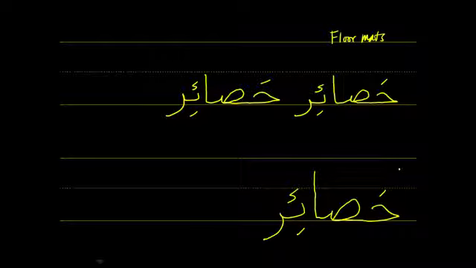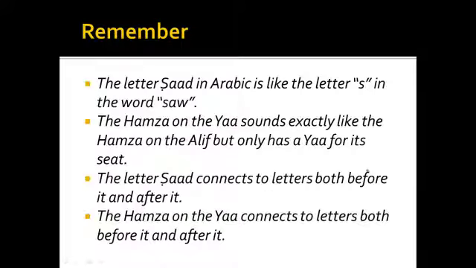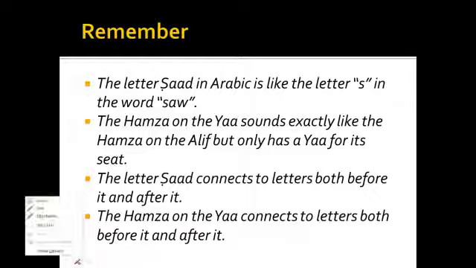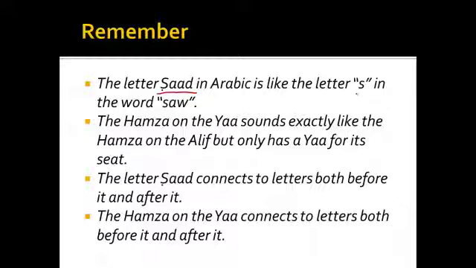Okay, now let's review what we've studied so far. I'm going to change back to red here. Okay, so the letter Saad in Arabic is like the S in the word saw, or in the word, remember we also said, salt. Sa. And the Hamza on the Ya sounds exactly like the Hamza on the Alif and the Hamza on the Waw, but only has a Ya for its seat. Remember, we call it a seat.